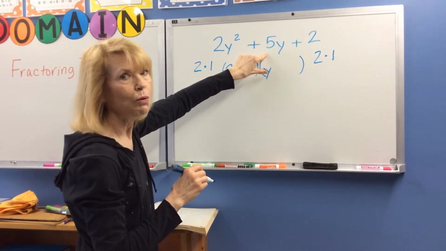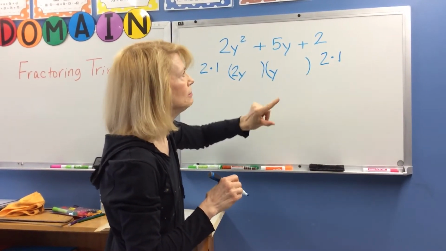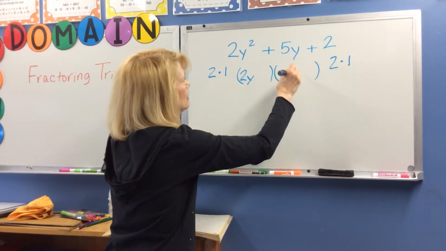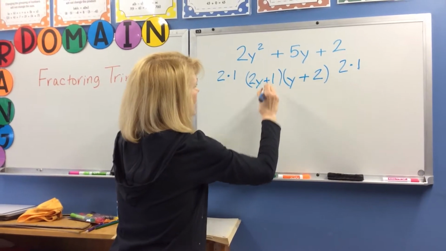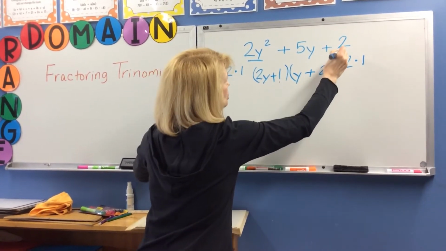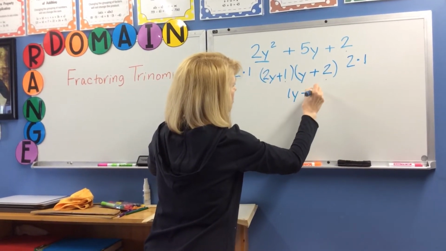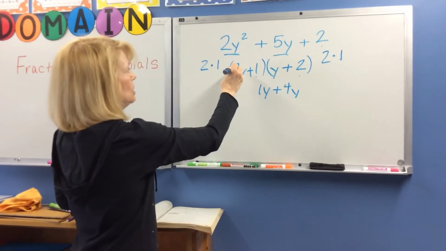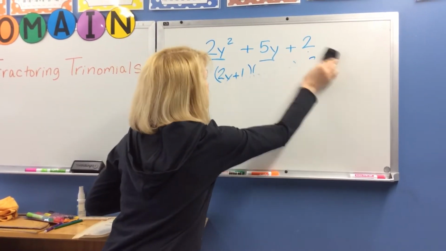And I'm trying to get the 5y. And it's all positive. So that means that both of these terms are positive. So if I put 2 here and 1 here, then I end up with 2y times y, 2y squared. 1 times 2 is 2, and 1y plus 4y is 5y. So that checks out. So my binomial is 2y plus 1 times y plus 2 is the answer to this problem. So that one's pretty easy.